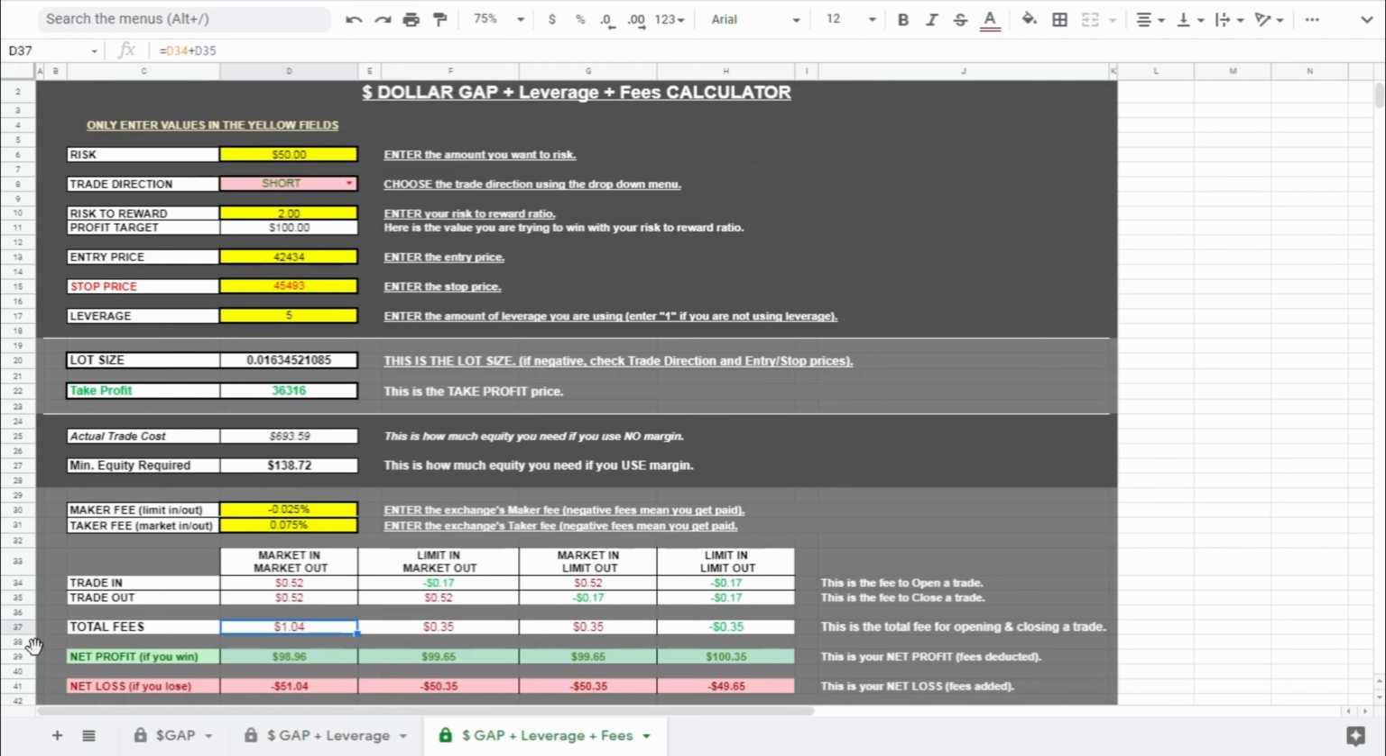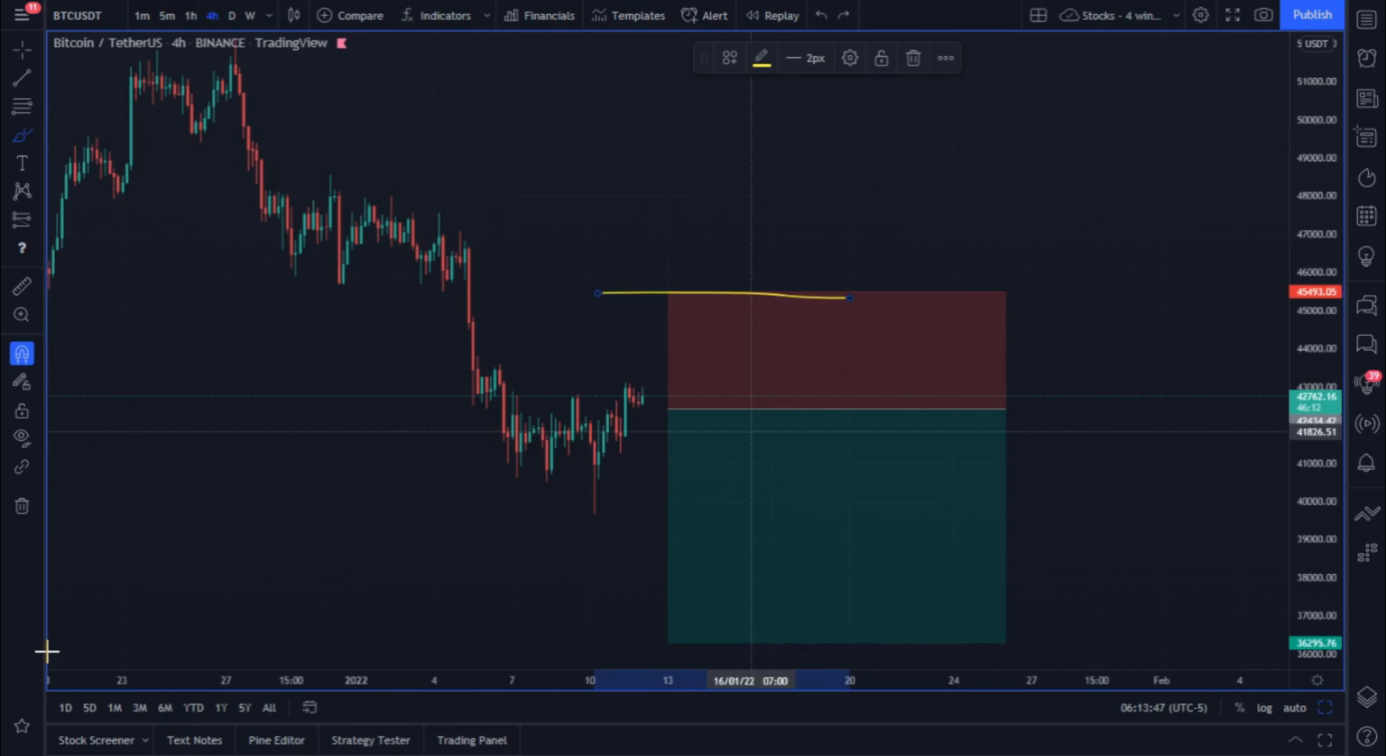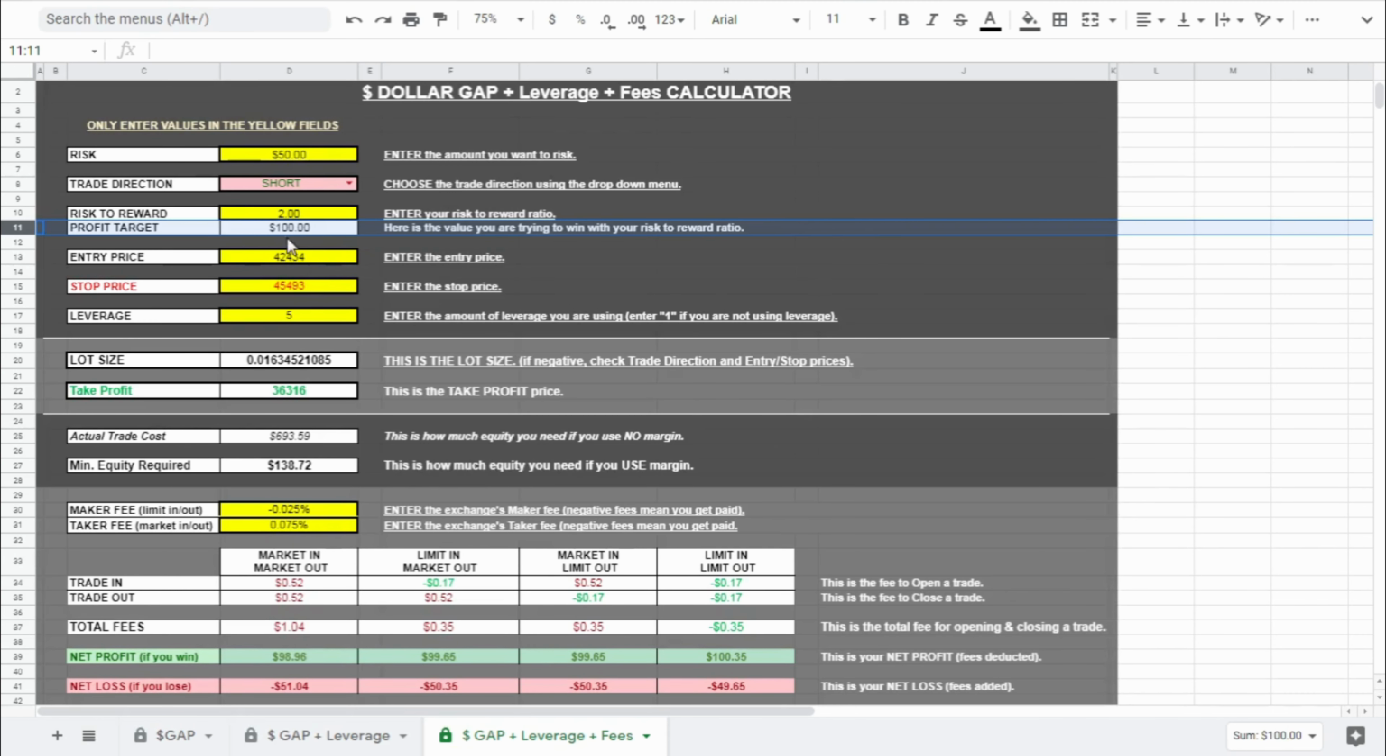Now this row here is if you won. If your trade was profitable, this is the value. Remember, our profit target was $100. If we were successful in this trade, and our price went down and made us some money, then we would have made $100, but we need to minus the total fees, which gives us 98.67.